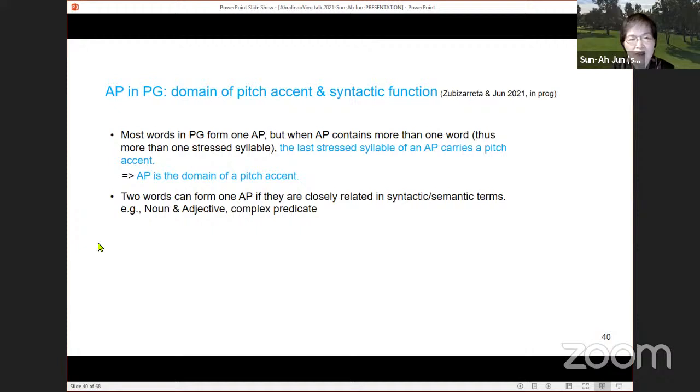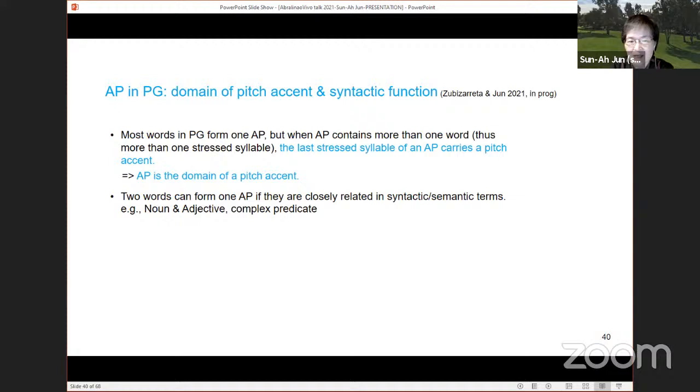Now we'll talk about AP that has a syntax marking function. Most words in Guarani form one AP, but when an AP contains more than one word, there's more than one stress syllable, and the last stress syllable gets the pitch accent. So we can say AP is the domain of a pitch accent.